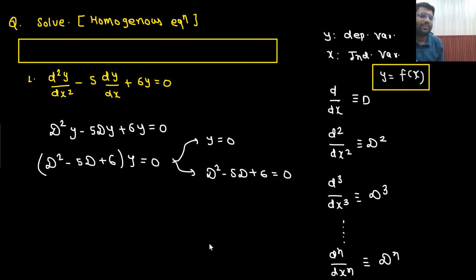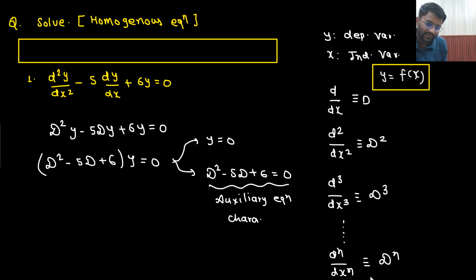Now from here what can you conclude? D squared minus 5D plus 6 equals 0. First of all, this is known as the auxiliary equation. The other name is characteristic equation. So you write down this auxiliary equation or characteristic equation and you find out its roots.